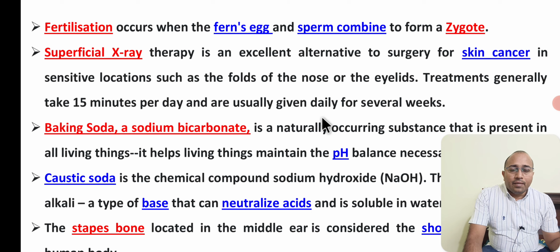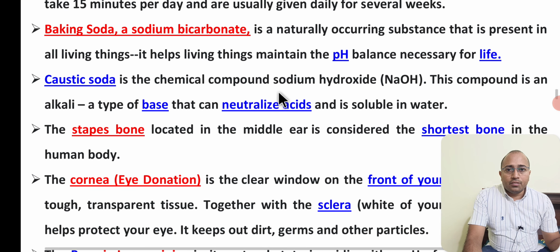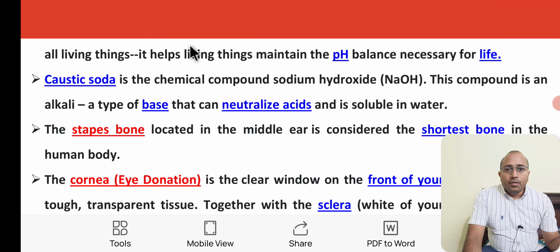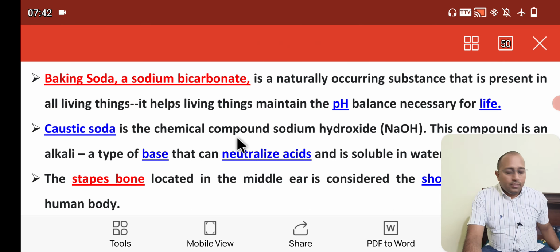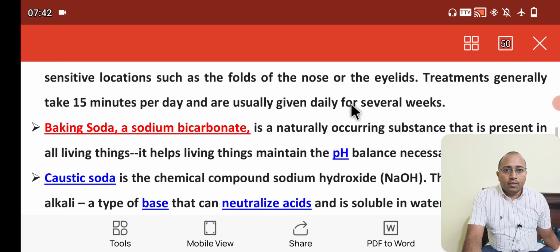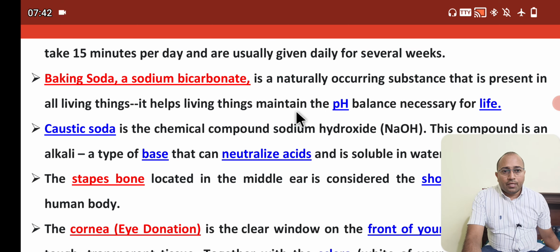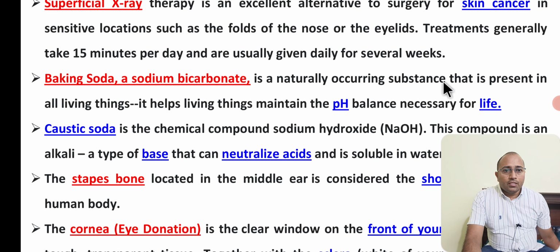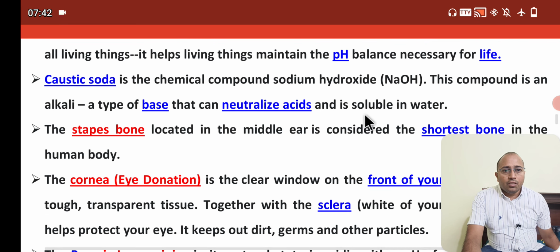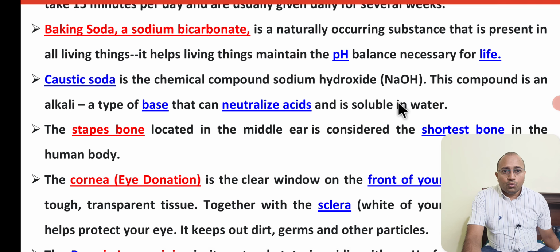Because of this X-ray, we have skin cancer, guys, which directly affects our nose or eyelids very fast. Normally this treatment may go on for several weeks. Baking soda, you know about that, which is also known as sodium bicarbonate, guys. Baking soda is normally used in the baking process. It is a naturally occurring substance that is present in all living things. It helps in maintaining the pH balance necessary for life. So sodium bicarbonate, that is NaHCO3, guys.